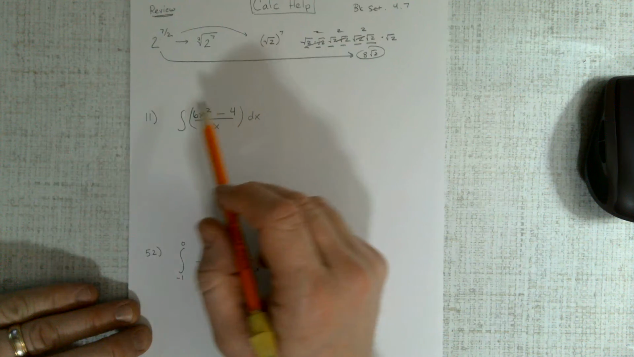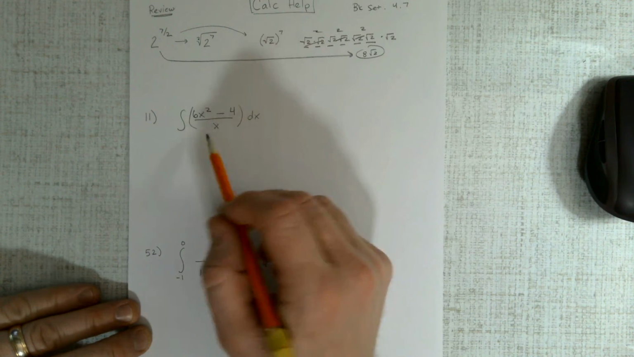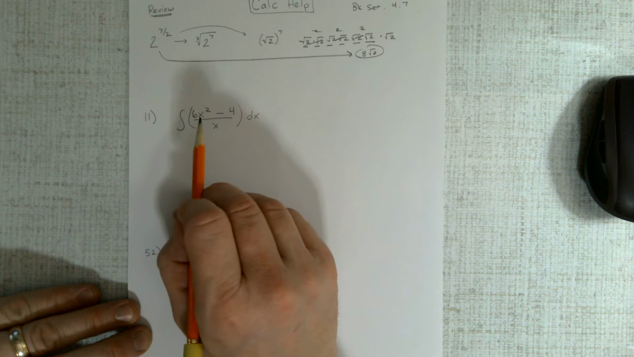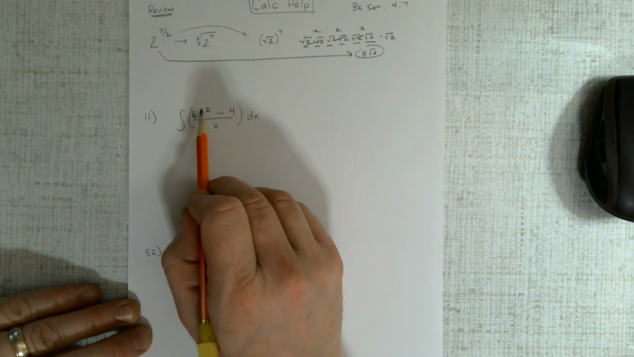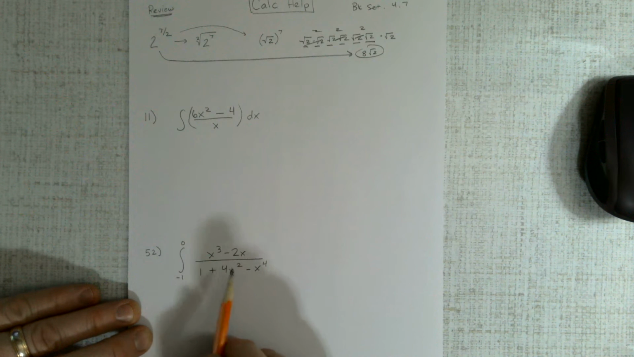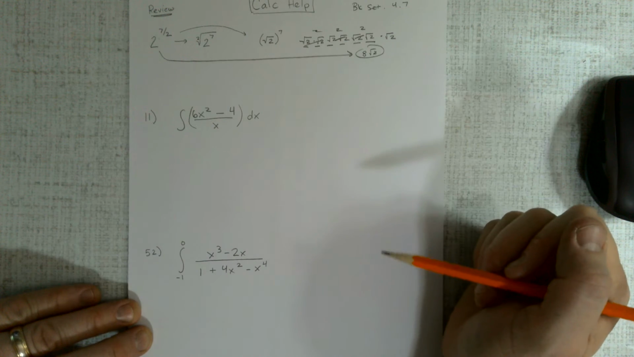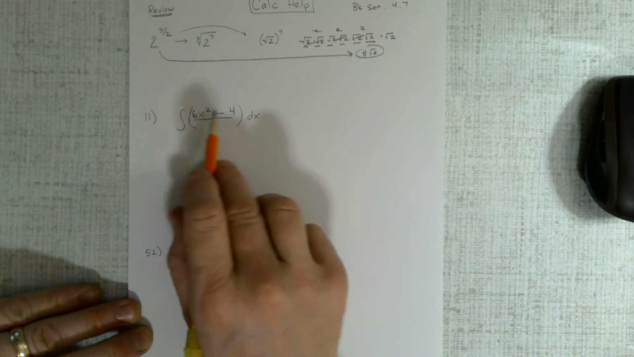Alright, two problems from your homework. 11 and 52 I want to help you with. First off, the difference here is this has a higher exponent than a lower exponent. This one here has a lower exponent than a higher exponent. That's going to change the way you do both these problems. So let's look at this first one.